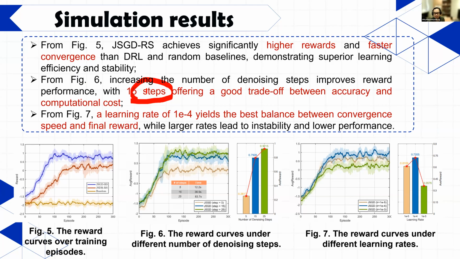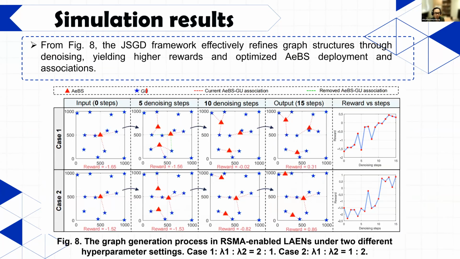And this is also similar to the learning rate, that we can achieve the optimal or the best learning rate for one situation that provides the best balance between the convergence speed and the final reward. Again, this is good for the generalization when we want to apply the model to the different environment or model.